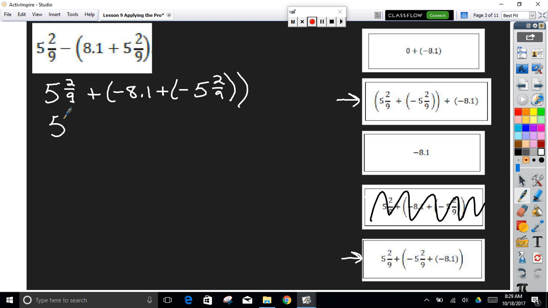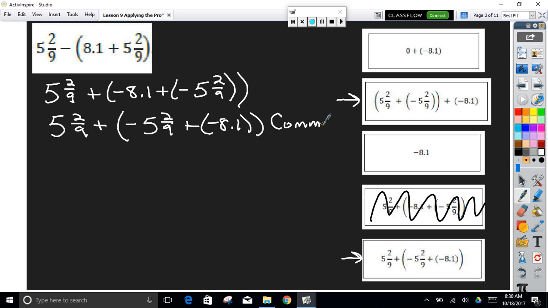And this is really detailed. You guys may not carry out every single one of these steps exactly, and that's okay. So we just move the -2/9 and the -8.1. What's that called when we move things around when we're adding and it's still the same result? Irene? Commutative? That's the commutative property. So commutative.